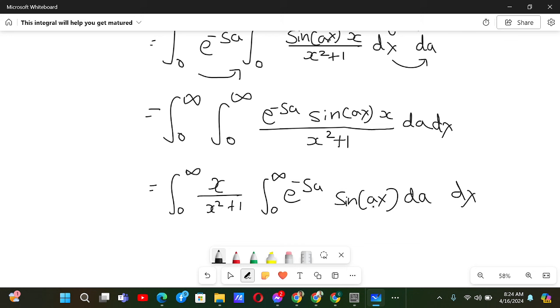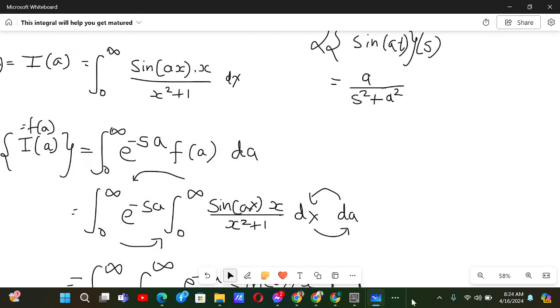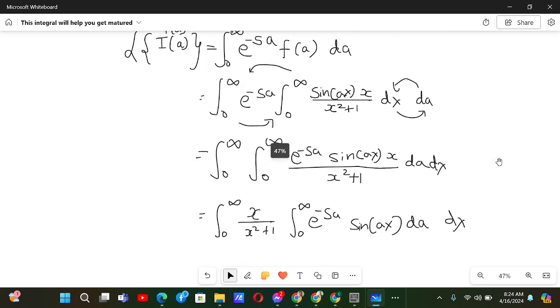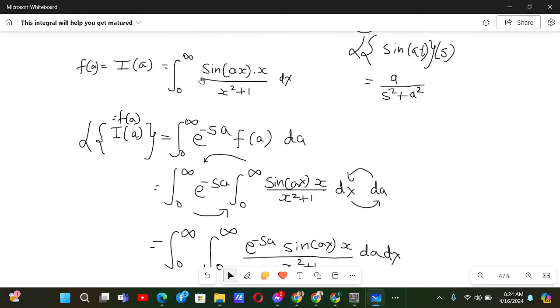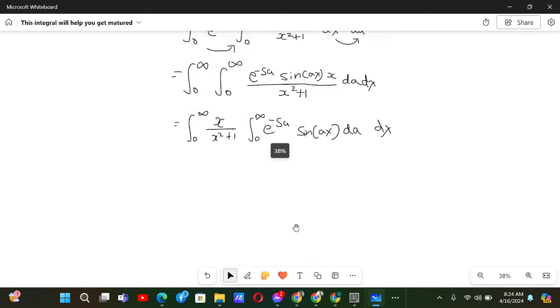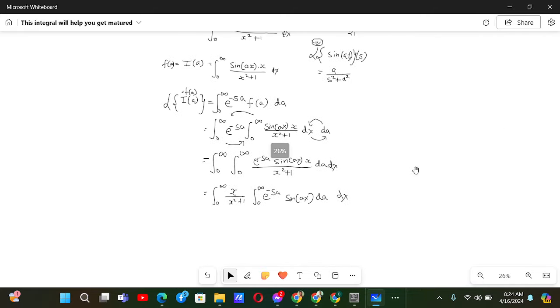Here a is our variable and x is a constant. If we have sine of at, where t is the variable and a is the constant, it will be a by s square plus a square. Please note that. And please also note that we could have directly taken the Laplace transform of the sine only. I just wanted to show you how that works. Now we will just be taking the Laplace transform of sine ax itself. Others won't really matter.